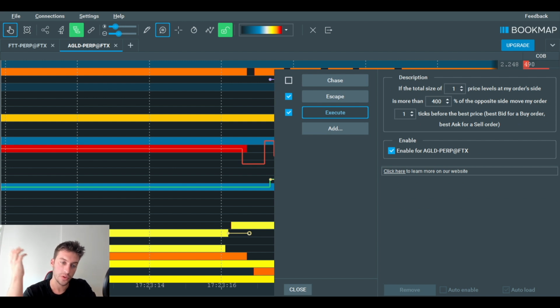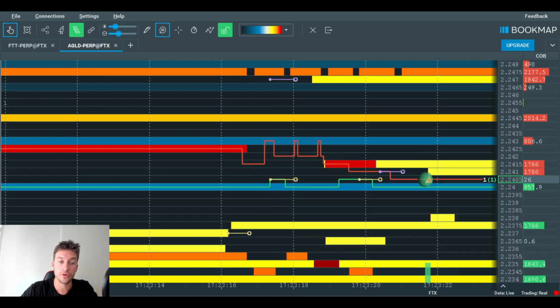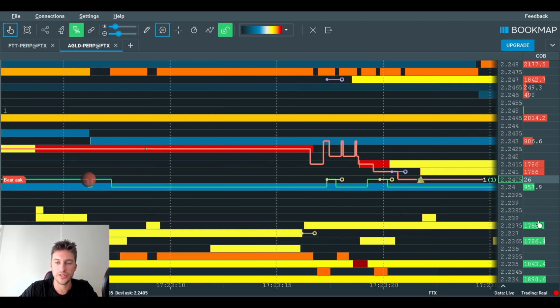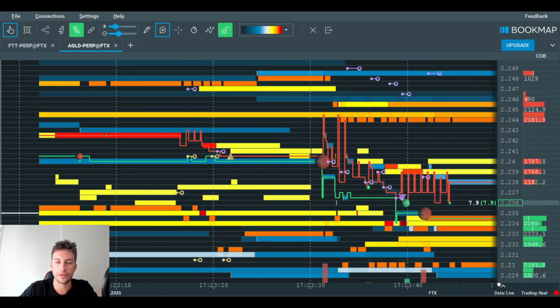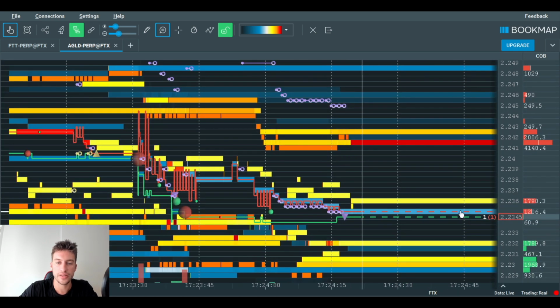It front runs large orders so that when there's a significant amount of buying pressure, you're right before that guy's buying pressure so that you can get filled before he does in a very high frequency setup, which can be incredibly profitable if you know how to utilize it. So you can see that my buy order got filled here, and then my sell order kind of got danced around a little bit. Sell order is still kind of dancing all over the place.